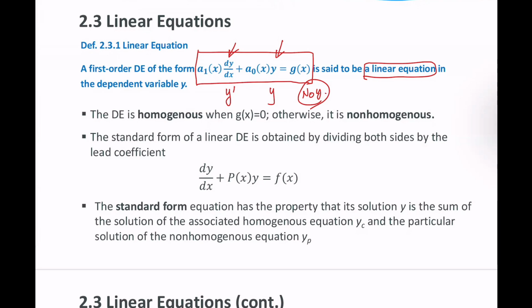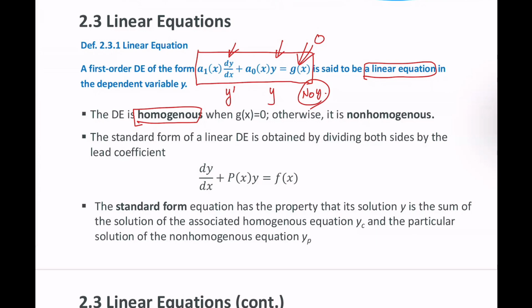We also can say the differential equation is homogeneous if we have this g(x) equals 0. So the right hand side is 0, we call it a homogeneous equation. If it's not, then it's a non-homogeneous equation.